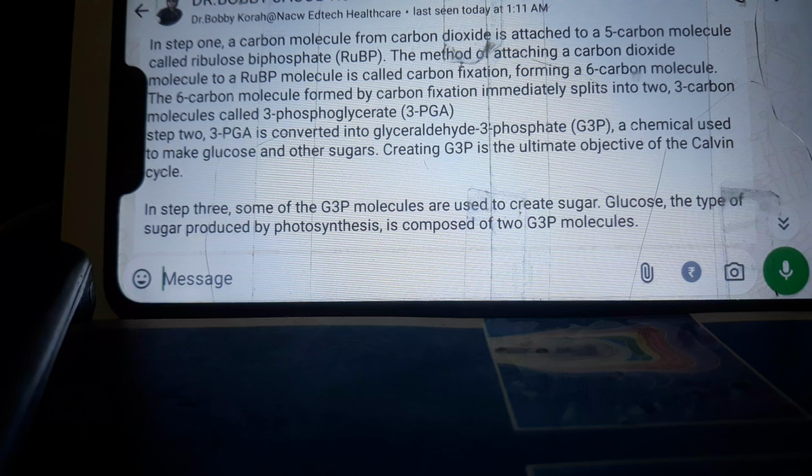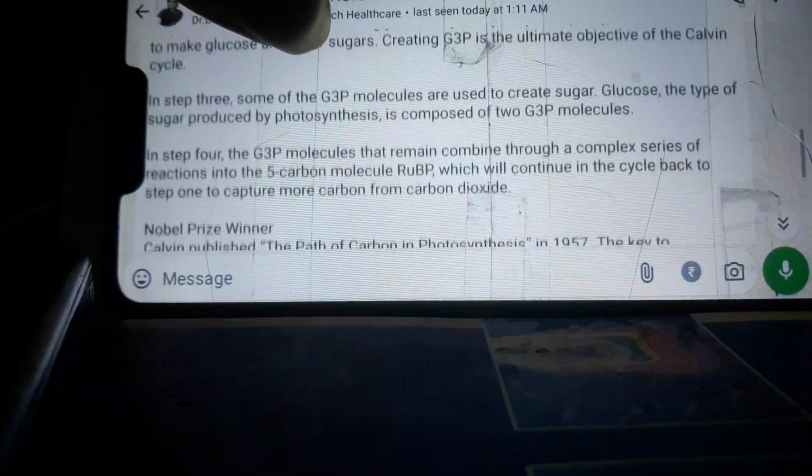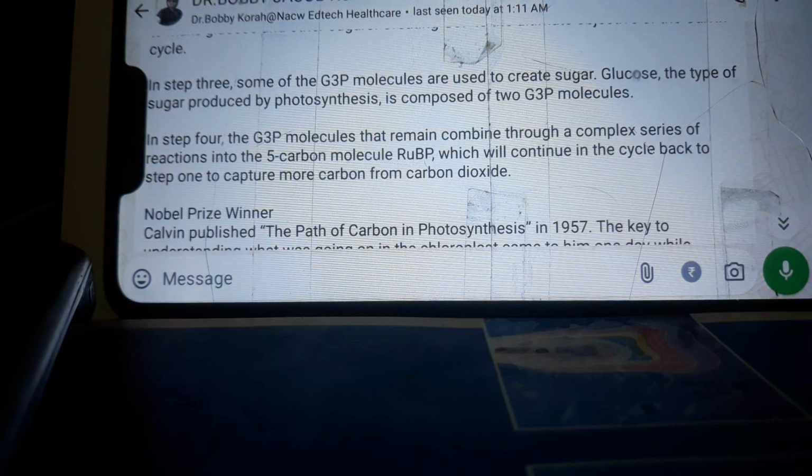Step 2, 3-PGA is converted into glyceraldehyde 3-phosphate, G3P. A chemical used to make glucose and other sugars, creating G3P, is the ultimate objective of the Calvin cycle. In step 3, some of the G3P molecules are used to create sugar. Glucose, the type of sugar produced by photosynthesis, is composed of 2 G3P molecules.